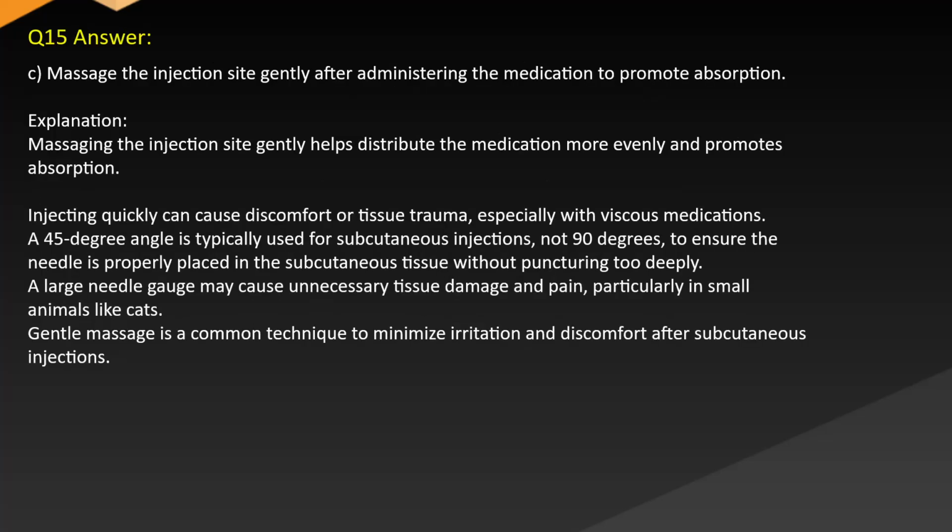Answer. C. Massage the injection site gently after administering the medication to promote absorption. Explanation. Massaging the injection site gently helps distribute the medication more evenly and promotes absorption. Injecting quickly can cause discomfort or tissue trauma, especially with viscous medications. A 45-degree angle is typically used for subcutaneous injections, not 90 degrees, to ensure the needle is properly placed in the subcutaneous tissue without puncturing too deeply. A large needle gauge may cause unnecessary tissue damage and pain, particularly in small animals like cats. Gentle massage is a common technique to minimize irritation and discomfort after subcutaneous injections.